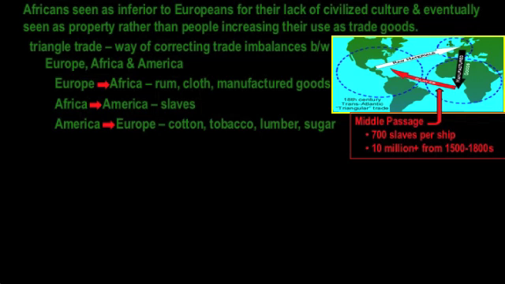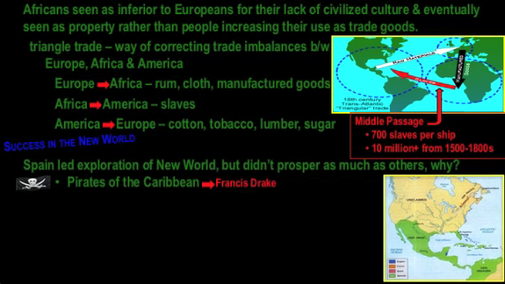So let's talk about the success in the New World. Now, the Spanish led exploration of the New World, starting with Christopher Columbus back in 1492. But the Spanish didn't prosper as much as the others. And the question's always been, why? They had this huge colonial empire. They owned pretty much all of South America outside of Brazil, and North America pretty much from where is now the current United States south. They owned almost an entire continent, really. How were they not so successful as the British, the French, and the Dutch will eventually become?